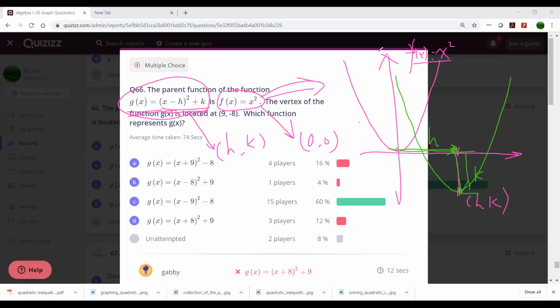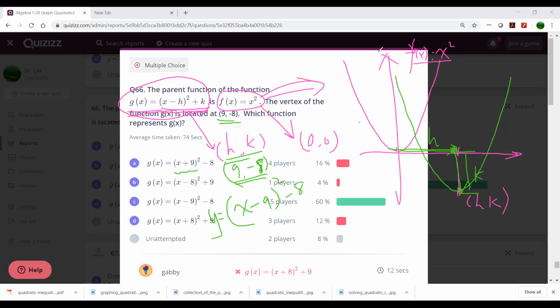Right now they told you (h, k) is (9, negative 8). I think too much. The vertex is already given here. We just put it back into the quadratic in complete square form, right? So (x minus 9) squared minus 8. Okay, so my God, some people forgot this. Just keep it in mind.